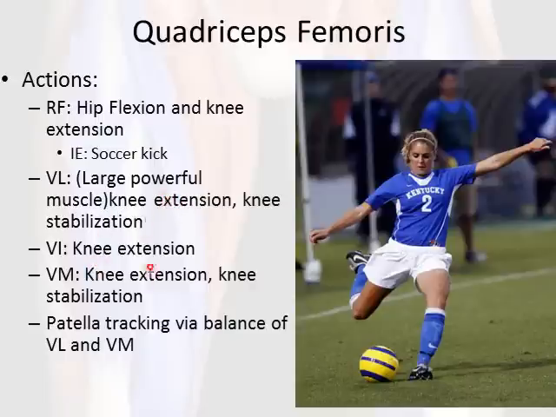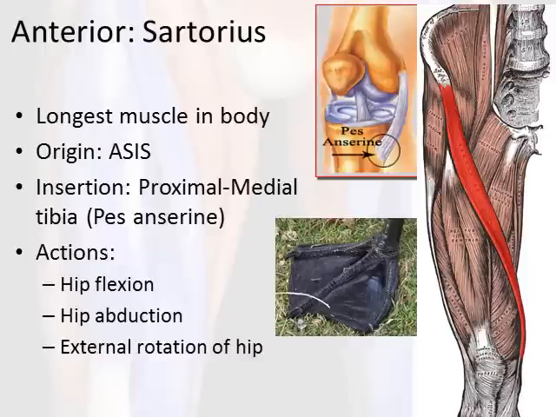So all of these are knee stabilizers as well as knee extenders, especially the lateralis and medialis, and it's the balance of those two that's going to help make the patella track right down the center of the femur. If one of those is too strong or one of those is too weak, then they pull the patella to one side or the other, and that can make the underside of the patella rub on those femoral condyles, which leads to something called patellofemoral pain syndrome. That's not the only cause, but that's one of the causes, and that's what this is talking about here, patellar tracking via the balance of those two.